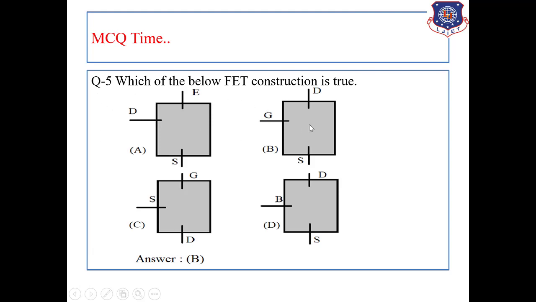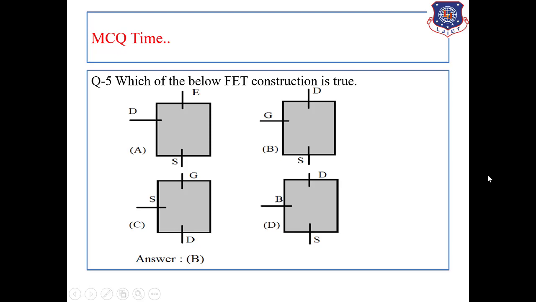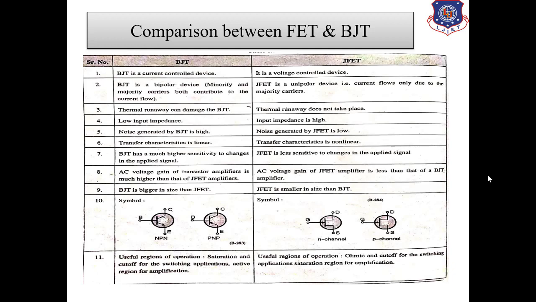A few diagrams are given of the construction. We know that there are three terminals of FET: gate, drain and source, that I have discussed earlier also. So which one is the construction which is true? You can easily say that the one which has gate, drain and source terminals is option B. So I have just discussed these different MCQ questions for your reference only. Let's continue with the next part of this chapter.